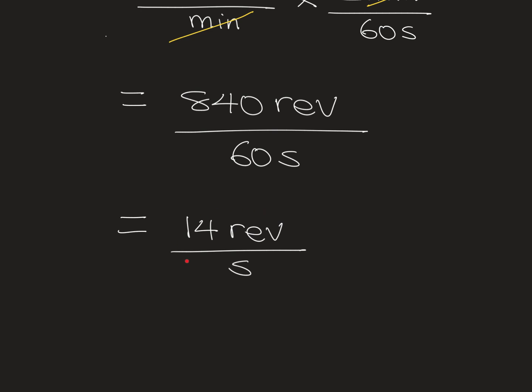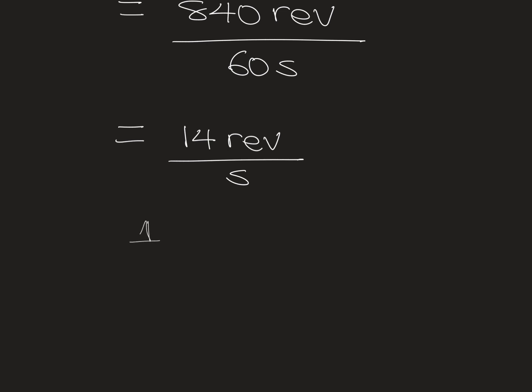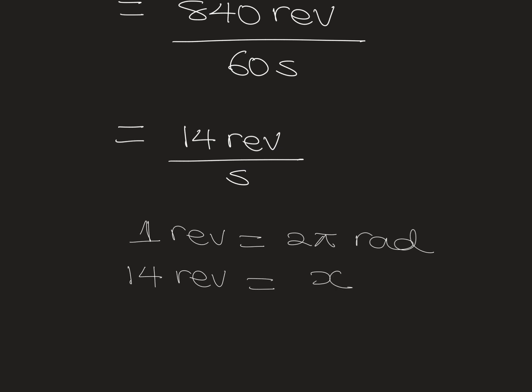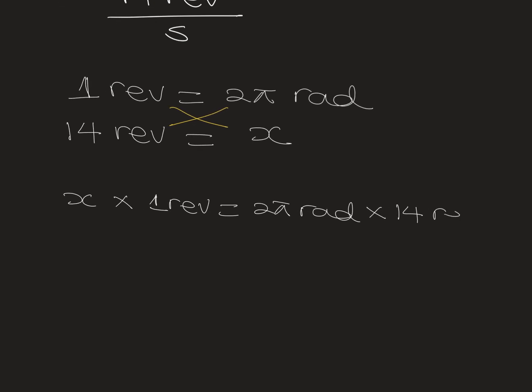So at this step, the angular velocity is in revolutions per second. We still have to convert to radians per second. So we know that 1 revolution is equal to 2 pi radians. What is 14 revolutions? That will be equal to x. We cross multiply, and we will have x times 1 revolution is equal to 2 pi radians multiplied by 14 revolutions.